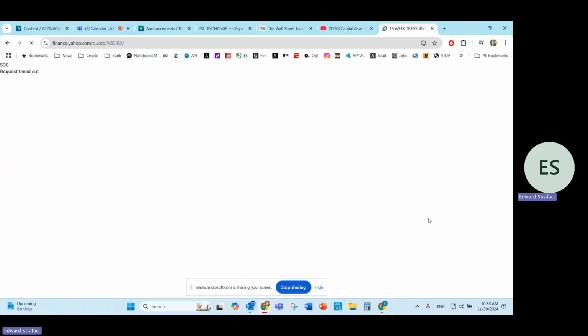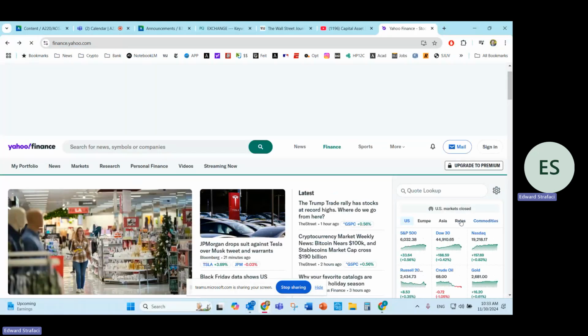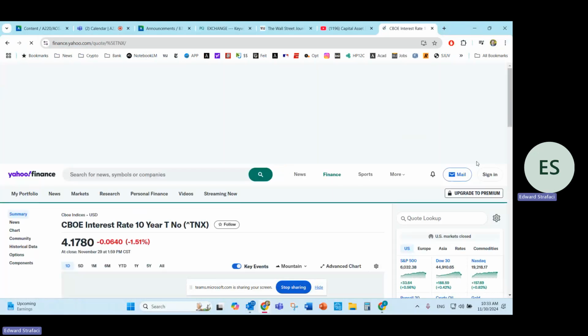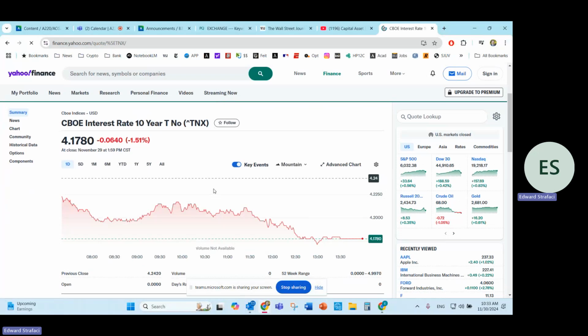Some people use the 13-week Treasury because they feel that's short term. I like to look at the 10-year bond. I feel that's more indicative because that gives you a longer term look. Because one thing about the capital asset pricing model, things do change. So it's about the same. You know, the 10 years is a little higher. The 1 year is a little higher.